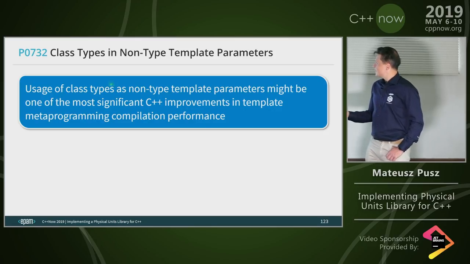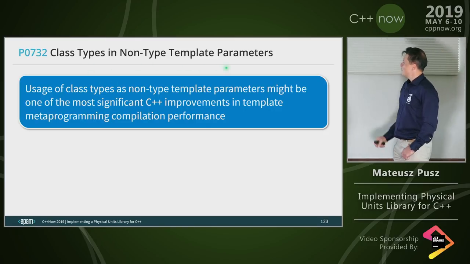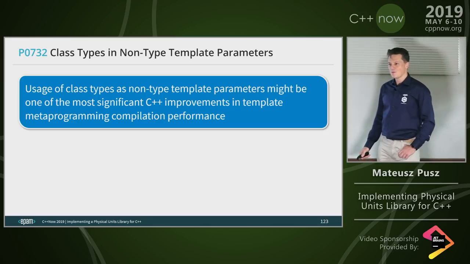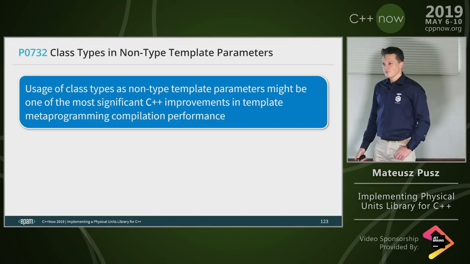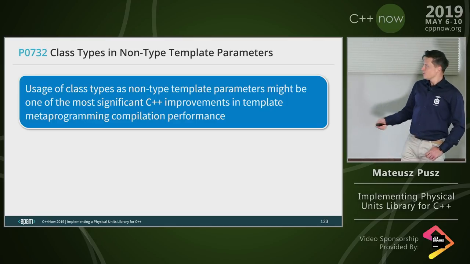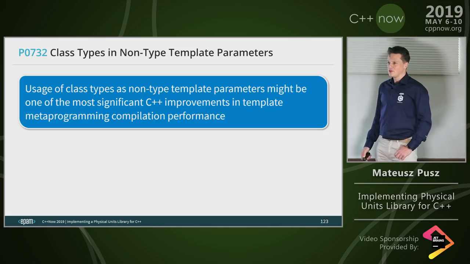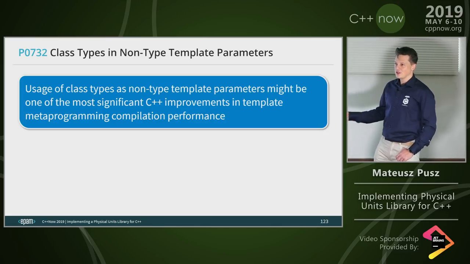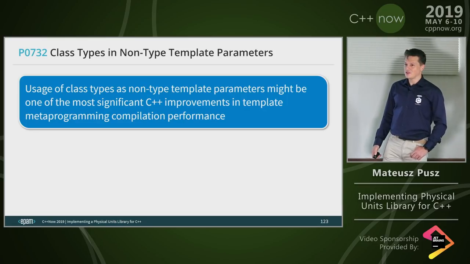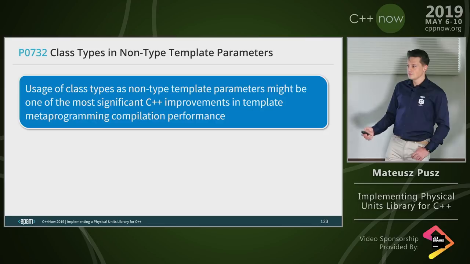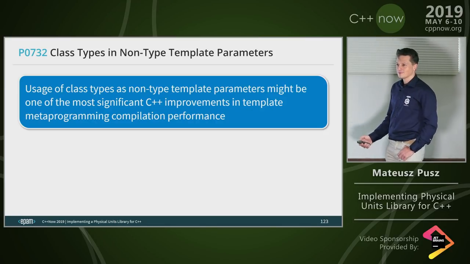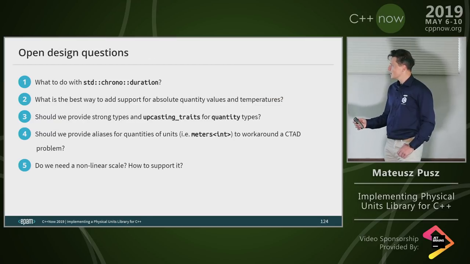So I think that class types in non-type template parameters are one of the most important features for template metaprogramming compilation performance, for things that we can express as values rather than types. We could try to use it and explore these things. And with consteval objects that could be provided later on in the standard, I think that our libraries could be made faster, a lot faster. Or when compilers will start jitting constexpr functions.